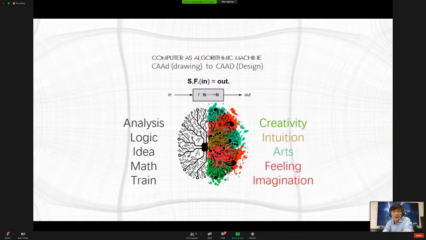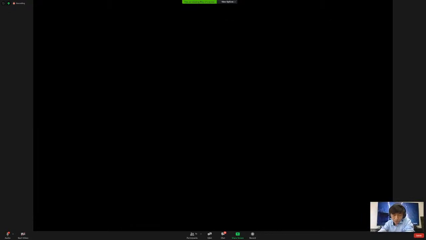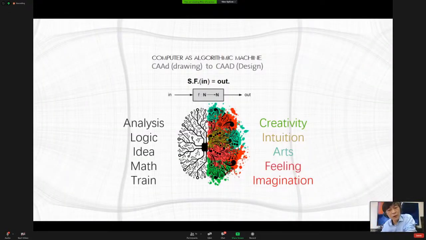And normally the concept of CAD is for design, but most of the software now is just for drawing. So we need a tool. We need a tool to integrate the rational element of design and the emotional effects of the design, to integrate the two parts together.